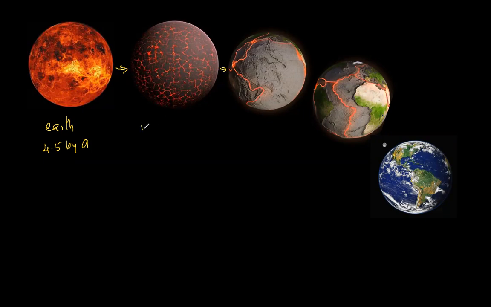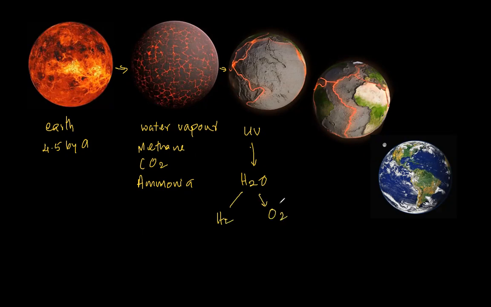As it cooled down, water vapor came out of the cooling rock. Methane came out, carbon dioxide came out, and ammonia. These are the earlier gases which came out of the Earth's crust, which was cooling down from the molten mass. And as it cooled down, the ultraviolet rays from the sun broke up water into hydrogen and oxygen. And hydrogen, being very light, escaped from the surface of the Earth to outer space. It is an extremely light gas.